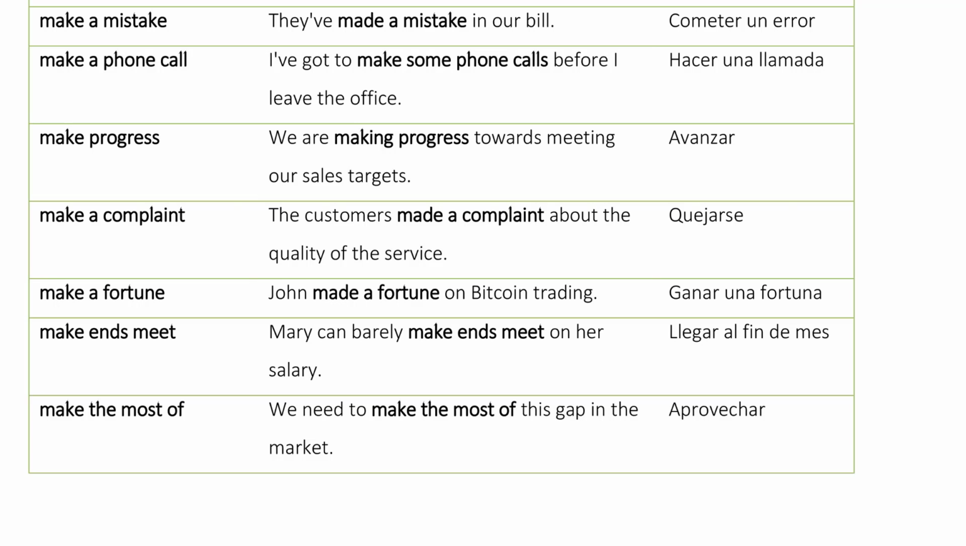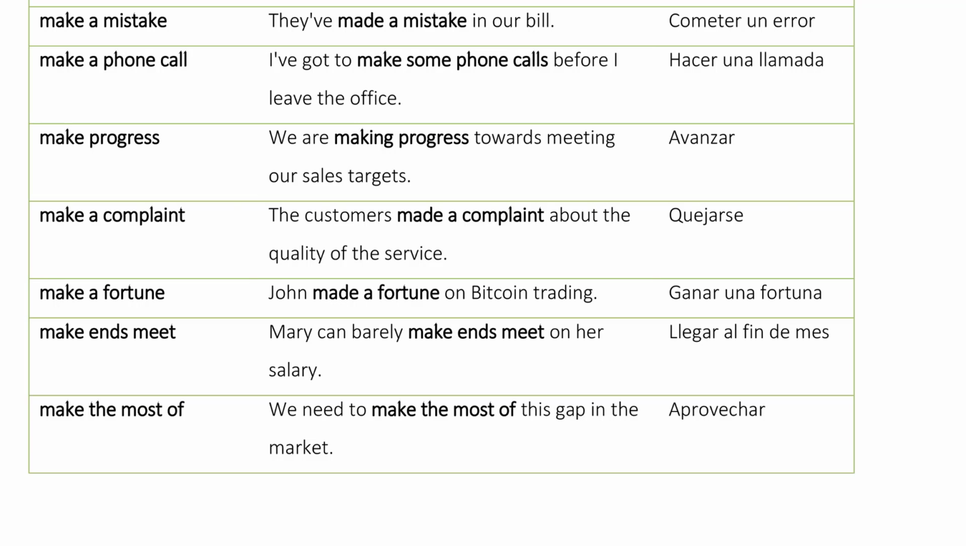Make a fortune. John made a fortune on Bitcoin trading. So, es ganar una fortuna or un dineral. Make ends meet. Mary can barely make ends meet on her salary, all right? That's llegar al fin de mes, all right? Not a great situation to be in, okay, if you can't make ends meet.